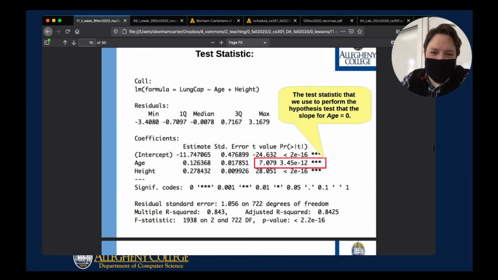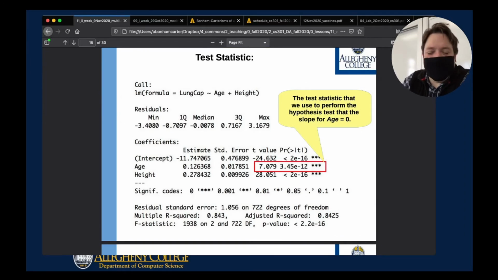Then we have these test statistics here. That was a question that we had earlier. What are these values at the end here? These are the test statistics to basically determine whether or not these variables are relevant. So for instance, the test statistic that we use to perform the hypothesis test for the slope for age equals 0. In other words, is age an important variable in our model?